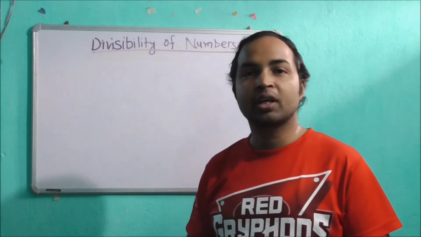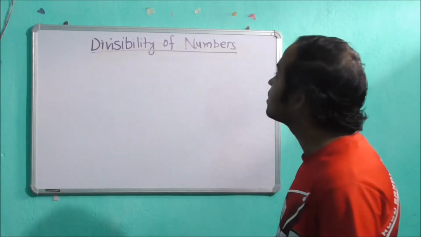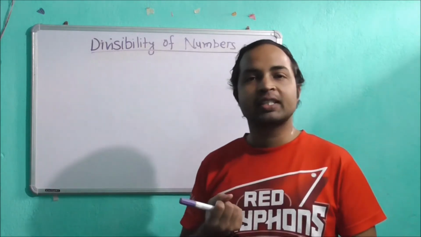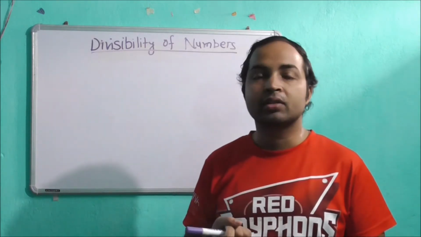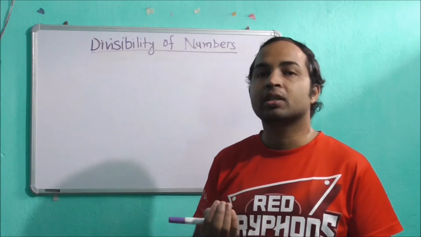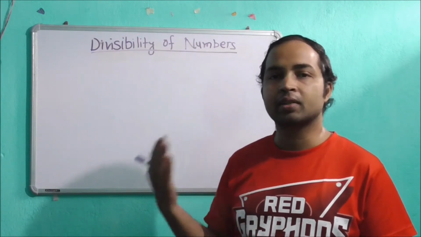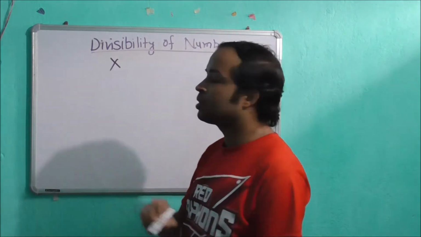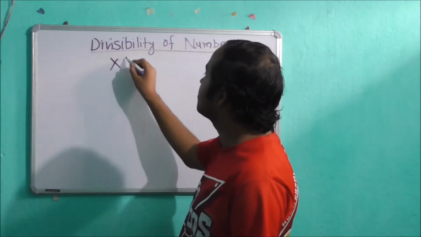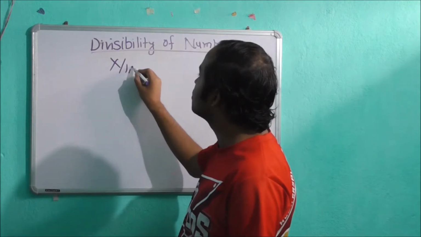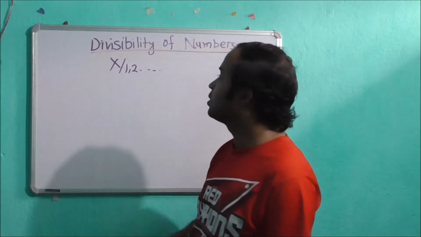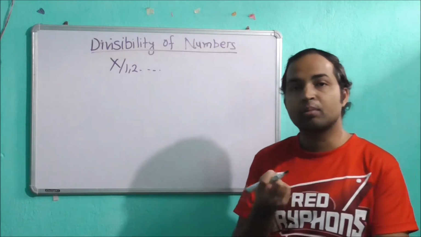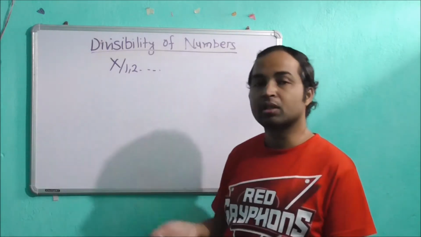Good morning students, today we are going to learn about divisibility of numbers. What exactly does divisibility mean? It means whether a certain number is divisible by a different number. Let's suppose a number is x and we need to check whether this number is divisible by 1, 2 or any other number. This is called divisibility: checking whether a number is divisible by a certain number or not.